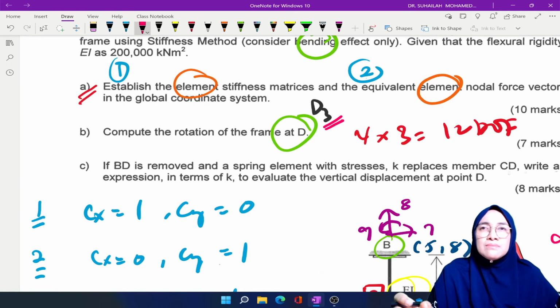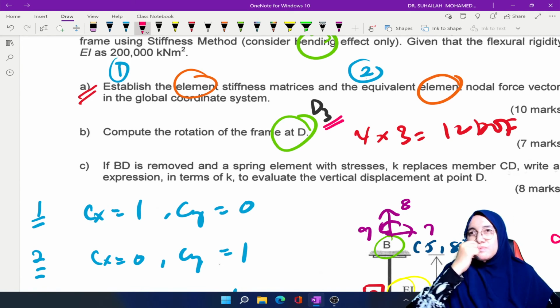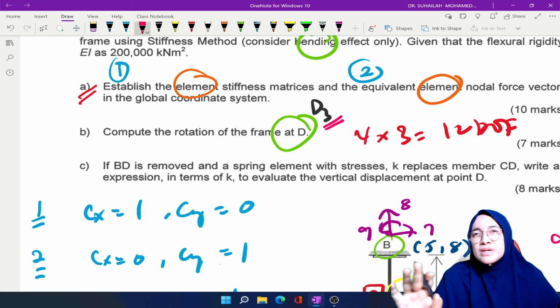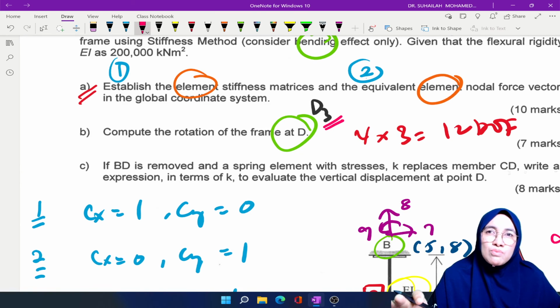So we will calculate only 4 values that are repetitive: 12 over L cube, 6 over L square, 4 over L and 2 over L only in the matrix. Of course, in the formula, we need to multiply with Cx and Cy.